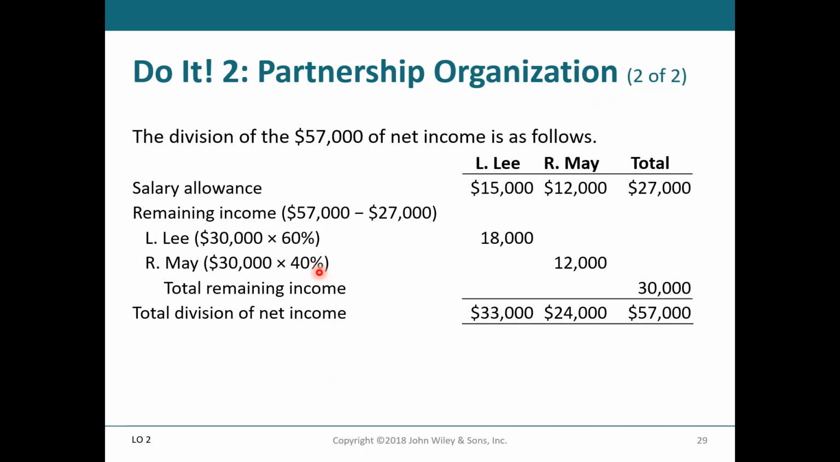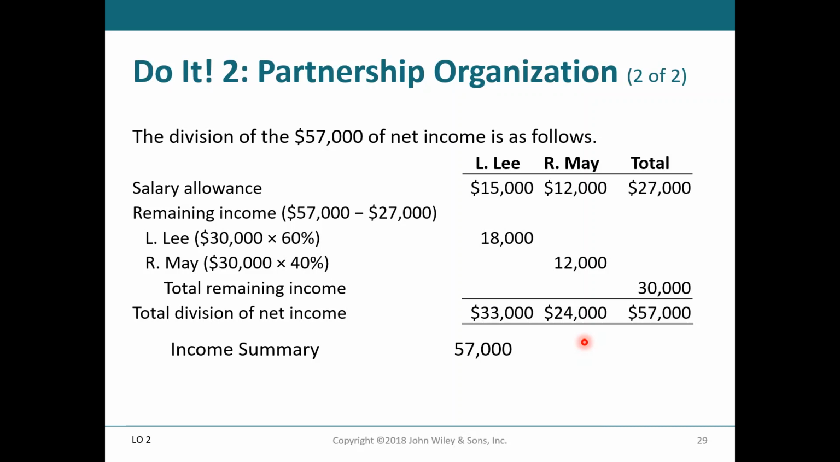In this illustration, the division of 57,000 net income is as follows. The salary allowance is 15,000 and 12,000, which totals 27,000. For the remaining income, you take the 57,000 and subtract out the 27,000, which is 30,000, and it's going to be distributed 60-40. 60% going to Lee, 40% going to May. Total remaining income 30,000. Total division of net income is going to end up being 57,000, which was the original amount. 33,000 to Lee and 24,000 to May.